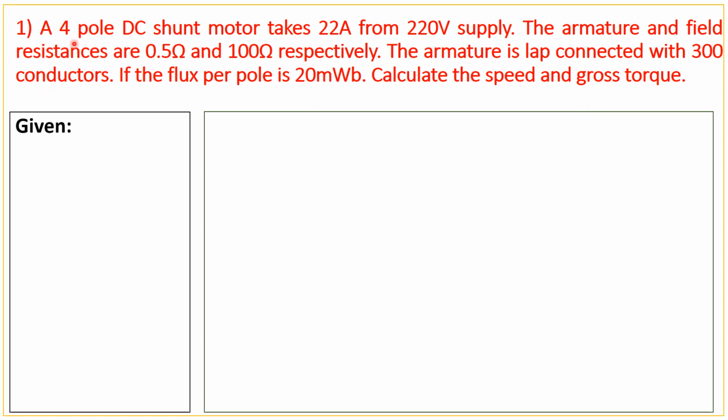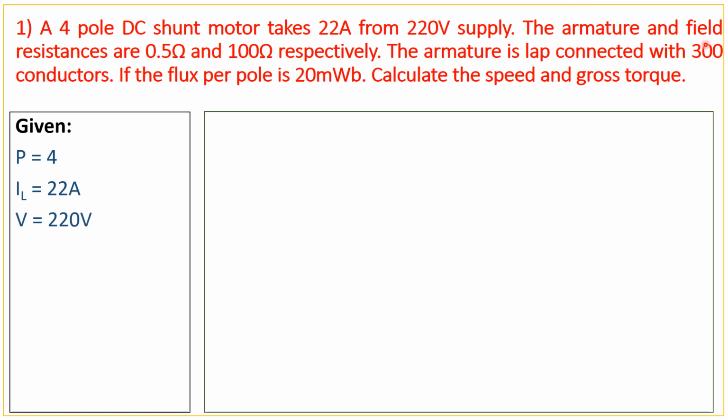So a 4-pole motor, therefore the number of poles P is equal to 4. The DC shunt motor takes 22 amperes from a 220 volt supply. Remember, it takes 22 amperes from 220 volt means this is the load current IL. Therefore IL is equal to 22 amps, and the supply voltage V is equal to 220 volt.